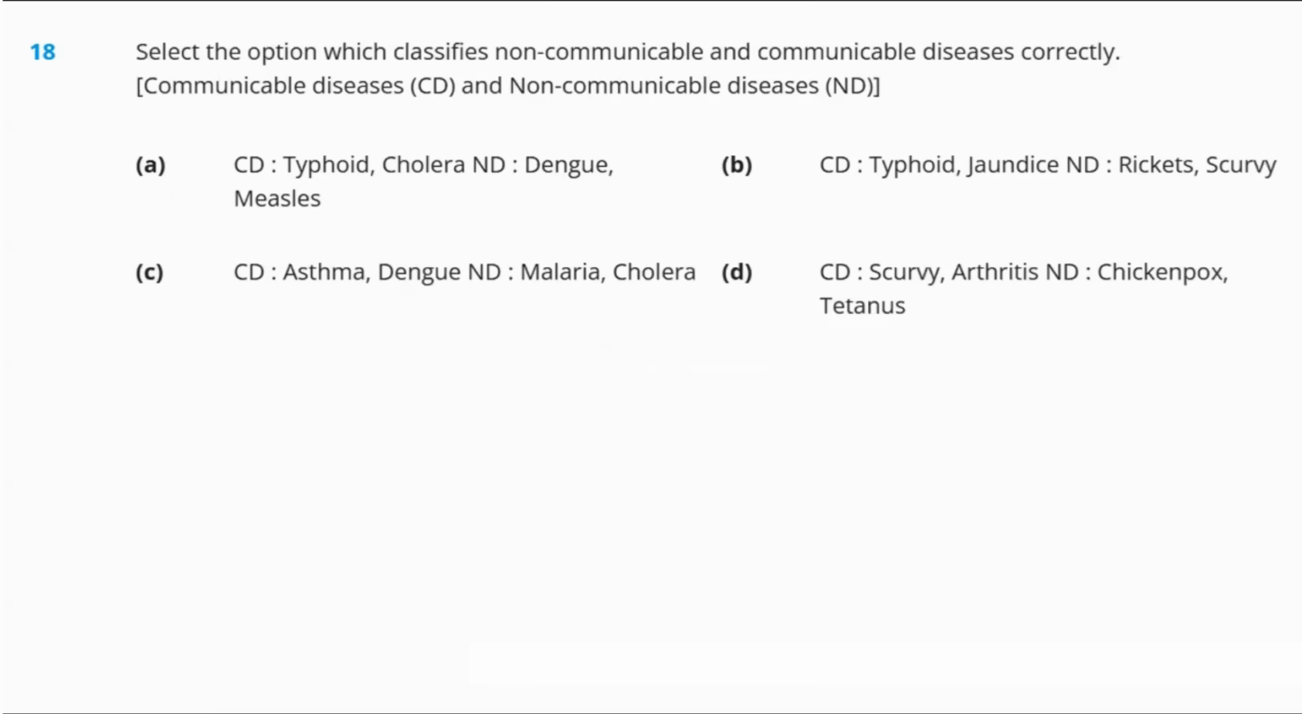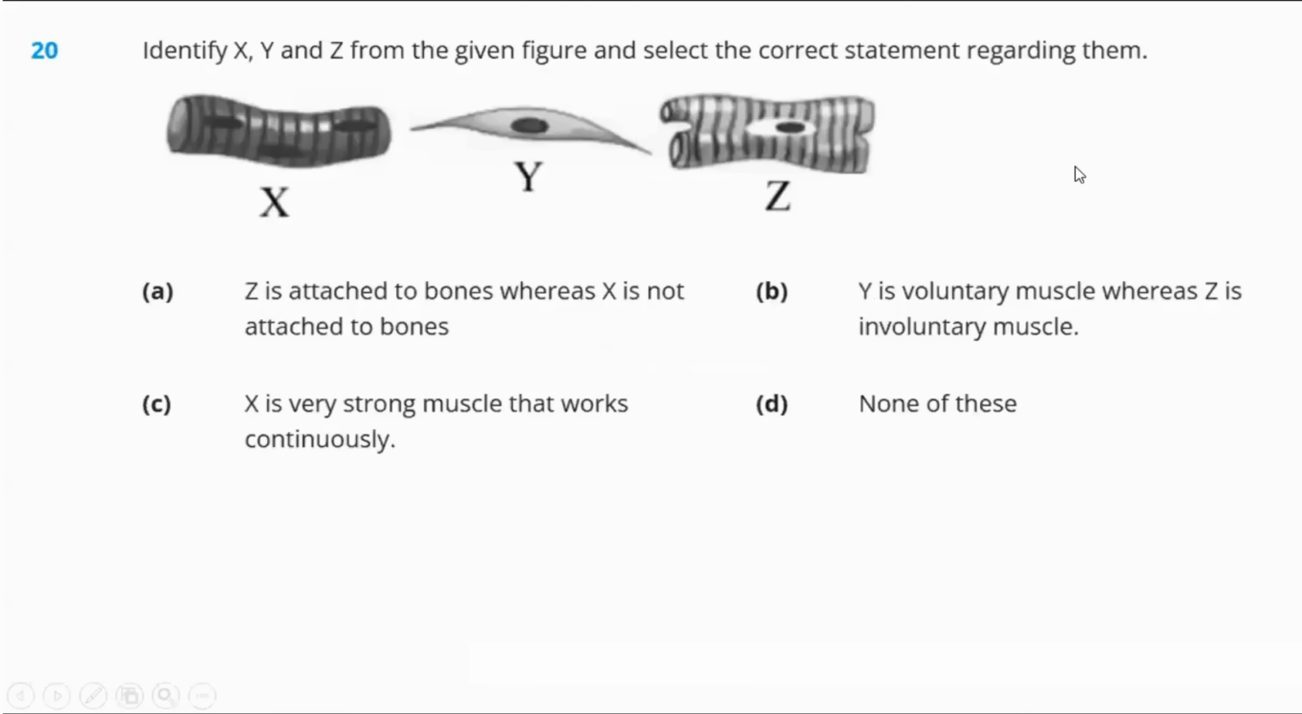Question number 18, select the option which classifies non-communicable and communicable diseases correctly. So CD is communicable and ND is non-communicable. Communicable disease means one which can be passed on from one person to another. That can be through air, water, or by skin contact. Non-communicable diseases are individual specific, right? So if we see here, option number D, the communicable ones are typhoid and jaundice, and rickets and scurvy are non-communicable ones.